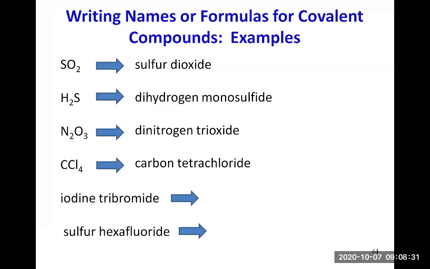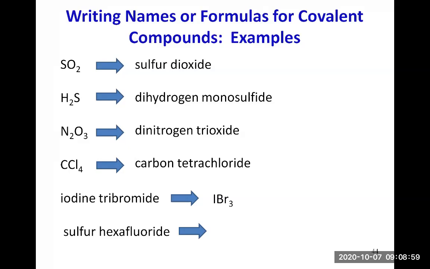Let's find the formula for iodine tribromide. So iodine, the symbol is capital I. There is only one because there is no prefix in front, so that means it's one. So I. And then there is 3 bromide. Bromide is Br from bromine, and there is 3 of them. So IBr3 would be the formula for iodine tribromide.